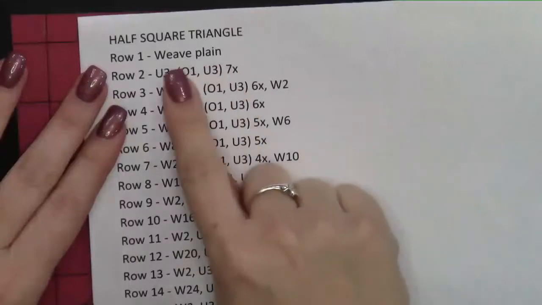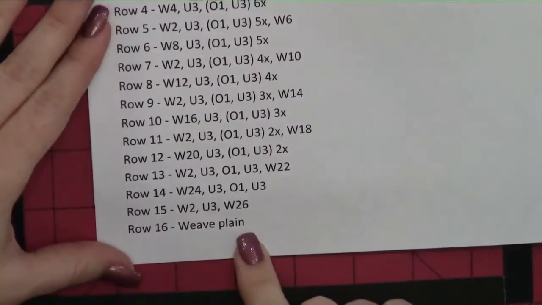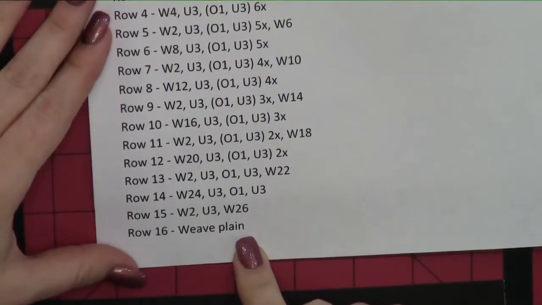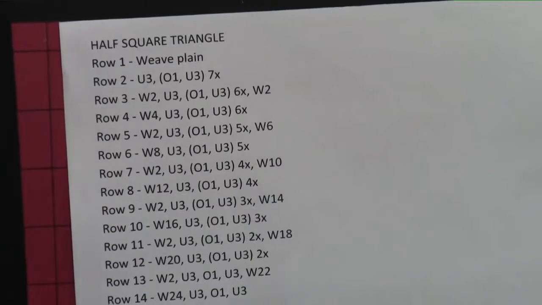And I will tell you something else, and you can kind of see here on the camera, the first row and the last row is always woven plain. No matter what pattern you're doing, the first and the last row are always woven plain. You need a foundation and you need an ending edge. So you have to have the first and last row woven plain. That means you're going over and under, over, under, one by one. You're not doing anything special.